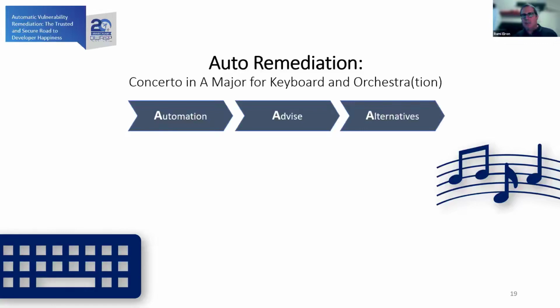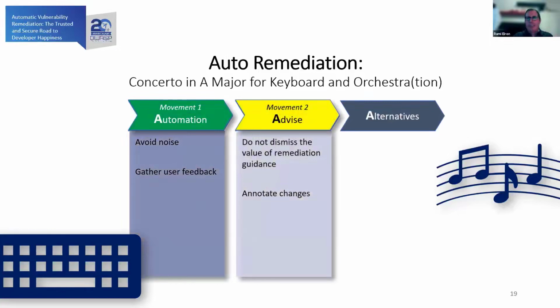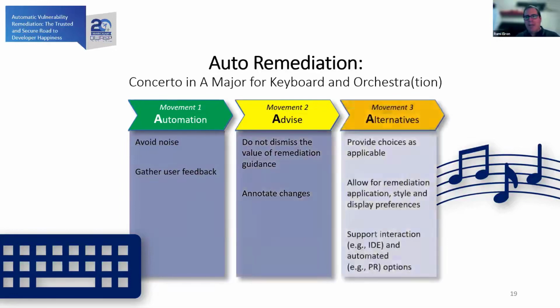And similar in spirit to a concerto, we have three parts here, starting with the quick one, where we run the automation. Then we move to some phase which is a bit more imperturbable. It is with the advise, you consider that. And finally, to the alternatives. Automation, or movement one, if you will, is really about avoiding noise. The advise phase, or movement, is about not dismissing the value of remediation guidance and the ability to annotate changes. This is definitely a part of what we would like to provide here. And alternatives, well, this goes to the preferences, being allowed for remediation application style, and preferences of display, as well as the IDE and pull request.